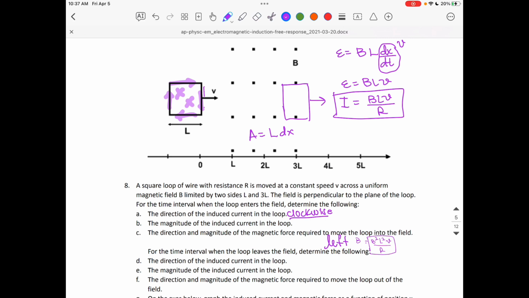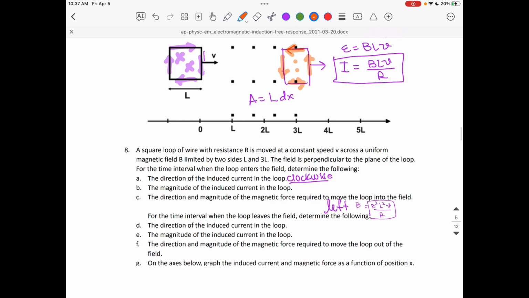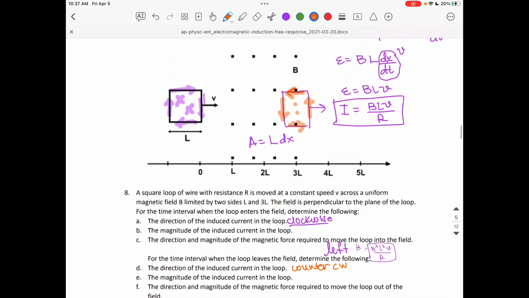So in order to oppose the change, we want to create a current that induces a magnetic field out of the page as well. And so that would give us a counterclockwise current, which gives us more magnetic flux out of the page. So this one is counterclockwise.